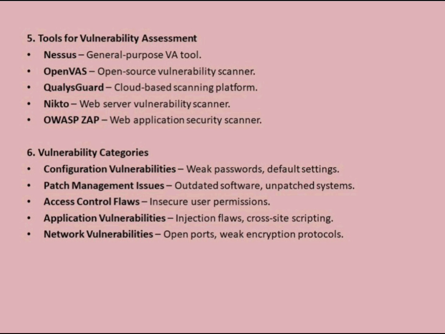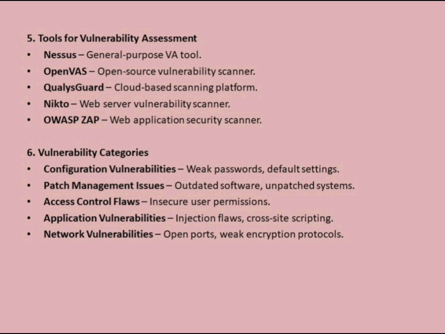Vulnerability categories. Vulnerabilities can be grouped into different categories depending on the type of weakness. Some common categories are configuration vulnerabilities. These occur when systems are set up incorrectly. Example: using weak or default passwords like admin123 on a router, or leaving a database accessible without authentication.